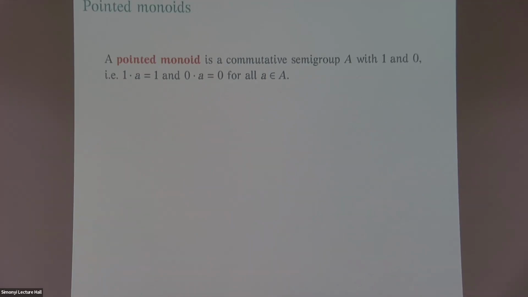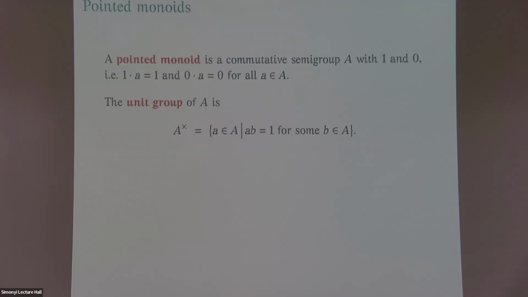Okay, so just to set the ground, a pointed monoid is a commutative monoid, so a semigroup A with a neutral element 1 and an extra element 0, which is absorbing. So 0 times a is 0 for all elements. It's just my language, pointed monoid, to refer briefly to these objects. A monoid, in particular a pointed monoid, has a unit group, which consists of all invertible elements.